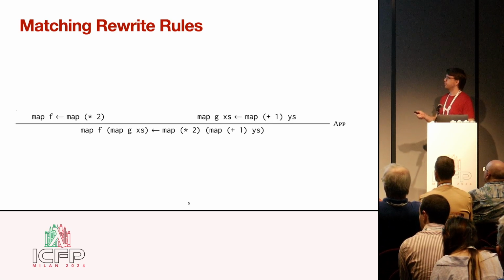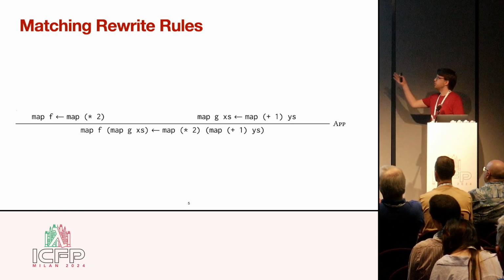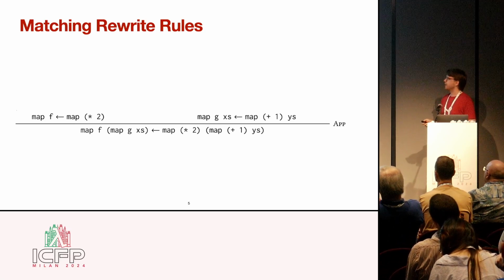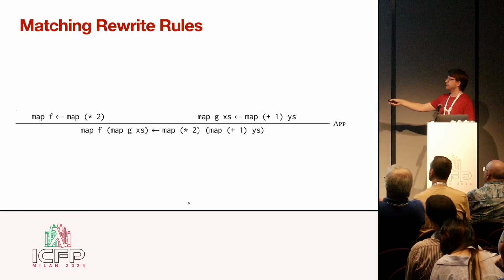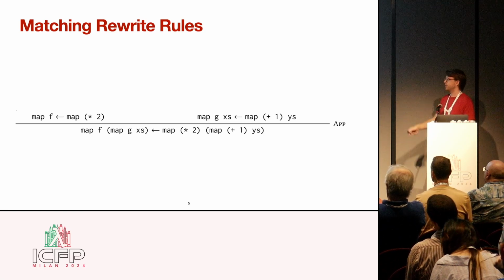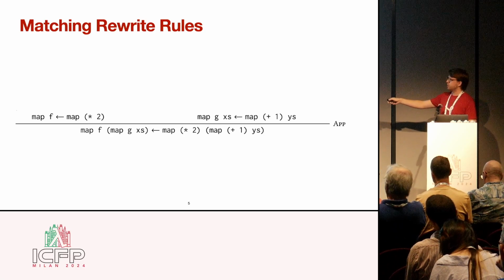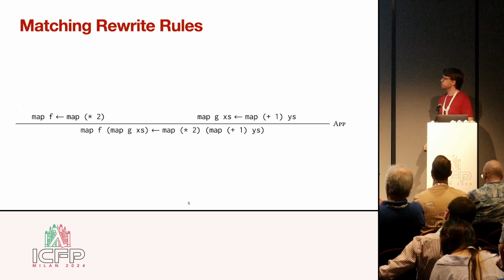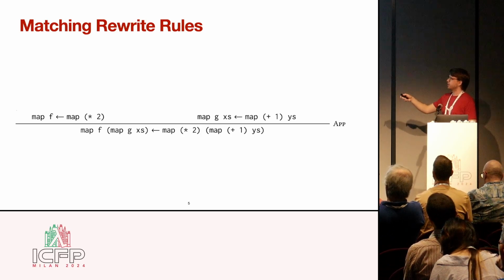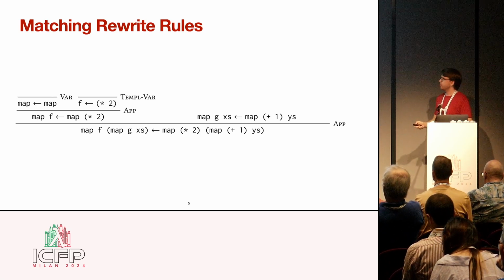So for example, the first step we can take is to use what I've called the application rule. And we can see that on the bottom, there's this application of map f to map g xs. And on the right-hand side, there's this application of map times 2 to map plus 1 ys. This application we can deconstruct and just match both sides separately. And then we can continue with this. So on the left-hand side, this map f, map times 2 is also an application again.